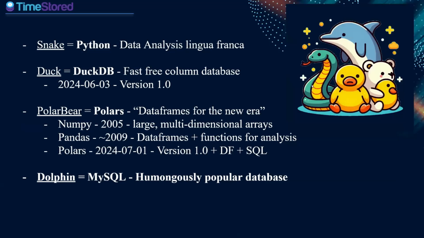Okay, so this little cartoon that I sent is a good way of trying to remember what all these pieces were. The snake is for Python, which is the language for data analysis. The duck is for DuckDB, the fast, free column database that you saw was really quick and could handle partition data. NumPy and Pandas, most of you will be familiar with. Polars, similar to what Joe showed, is a fast data frame technology, and they call it data frames for the new era. Notice the dates here. DuckDB only hit version 1 in June this year, and Polars only hit version 1 in July. So it's a pretty new and exciting time.